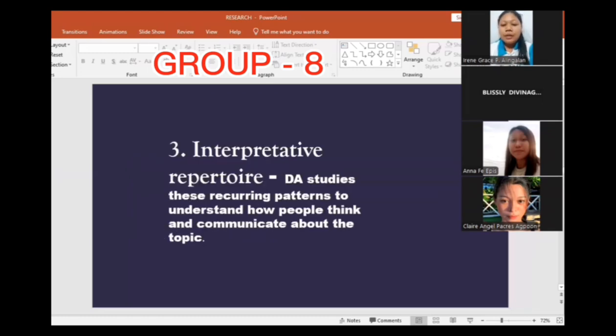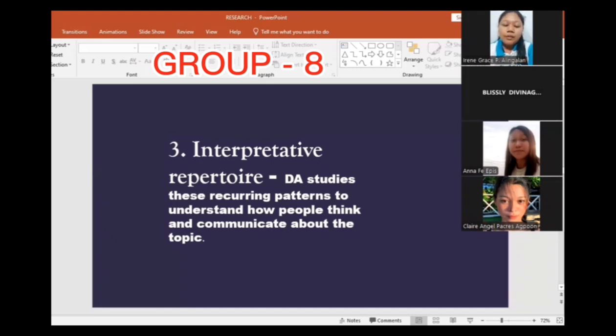We have the third one, interpretative repertoire. Discourse analysis studies these recurring patterns to understand how people think and communicate about a topic. Interpretative repertoire refers to the recurring patterns or styles in language that people employ in a specific context. These patterns include vocabulary choices, grammatical structures, and figures of speech, which include idioms and metaphors and other linguistic features. As Miss Anna explained a while ago, repertoire is not formal. It's a style, more on the informal side. They use these words or phrases when they're talking about a certain context or topic.